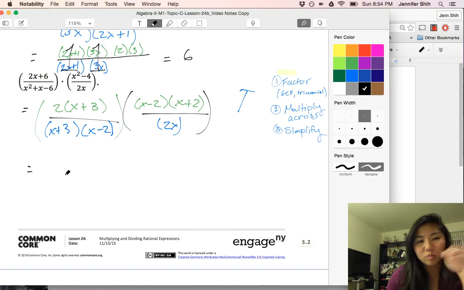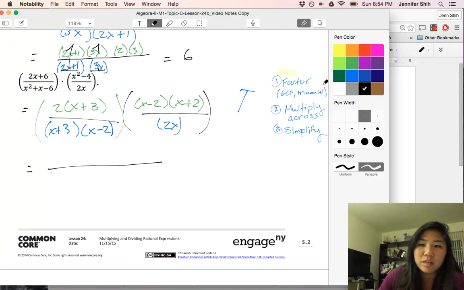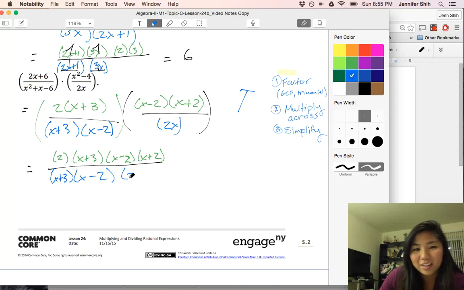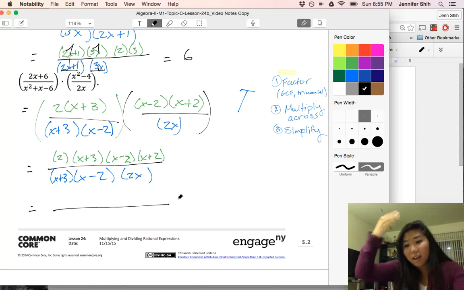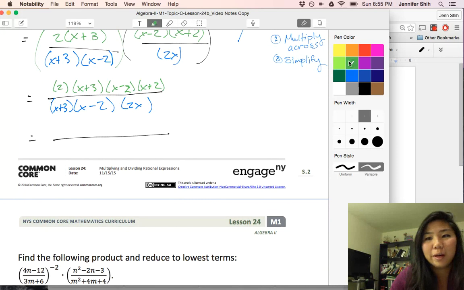And when we multiply across, I'm just going to squish all the factors together, and then I'm going to reorganize. I have 2, x plus 3, x minus 2, x plus 2. Then I have x plus 3, x minus 2, and 2x. So what I have now is I'm going to rewrite my factors, except I'm going to line them up.